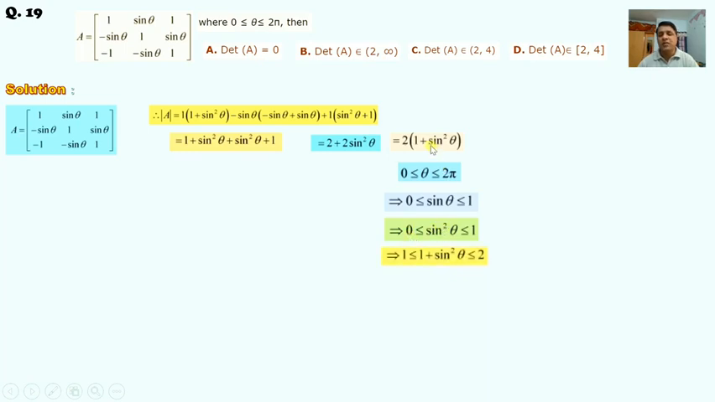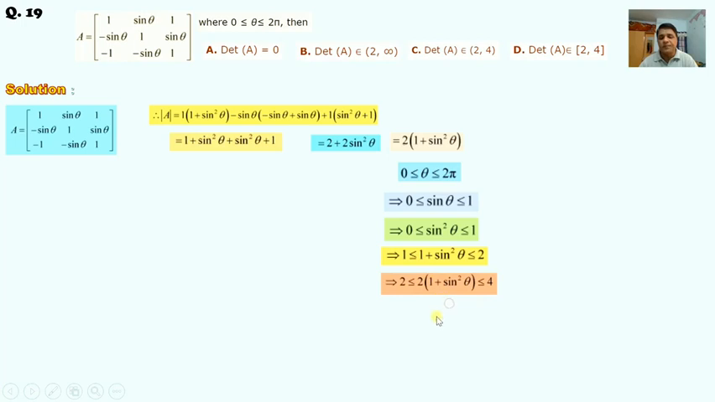Now adding 1 throughout in all three, 0 plus 1 is 1, then 1 plus sin square θ, and 1 plus 1 is 2. Now we have 2 outside, so multiplying throughout by 2, we get 2 is less than or equal to twice of this, and 2 to the 4. So this particular middle term, twice of 1 plus sin square θ, is actually our determinant, that was our matrix A. So the value of this determinant is from 2 to 4.